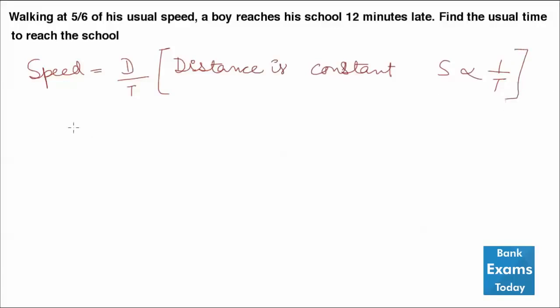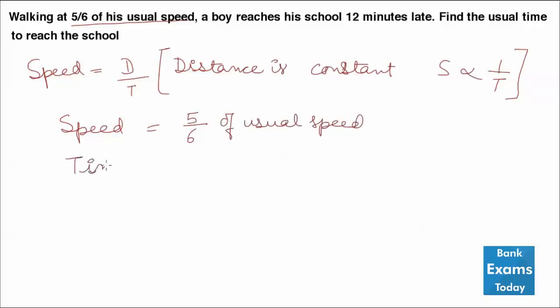So here, what is the speed? Speed at which the boy is going is 5/6 of the usual speed. And the time taken: if the speed is 5/6 of usual speed, so give a look to this formula. The speed is inversely proportionate to time taken. So if the speed is 5/6 of usual speed, the time taken will be 6/5 of usual time taken.